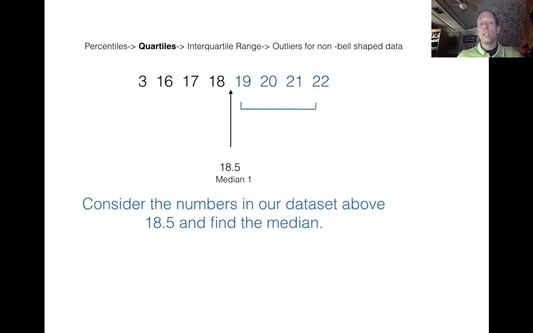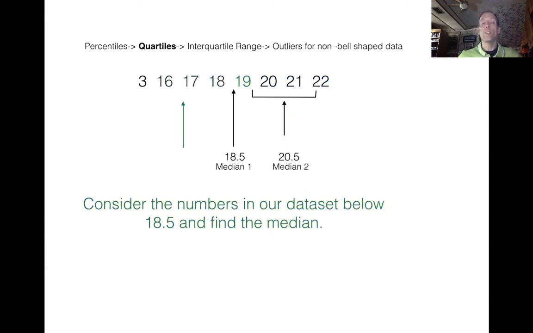All the numbers above 18.5 is everything from 19 through 22. And again, we have an even number of values, so our median is going to be the average of 20 and 21. That's going to be 20.5. And we'll go ahead and label that median too.